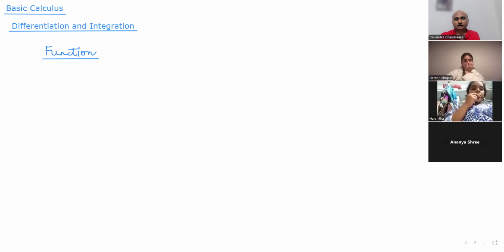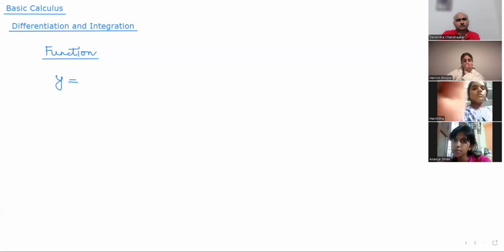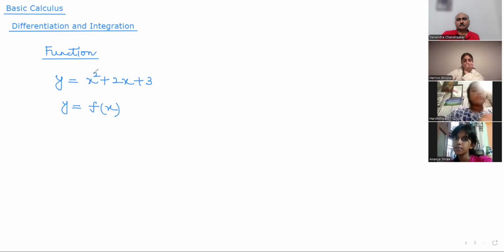Yes, sir. What are functions? Dependent value, I think. Okay. So, to understand this function in maths, always remember that you have all seen functions like this: y is equal to, say, x square plus 2x plus 3. You guys have seen this, right? So here you can say that y is a function of x. Y is a function of x, right?